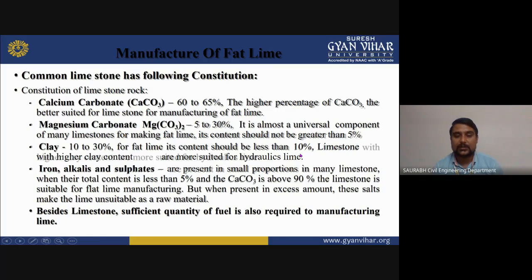When their total content is less than 5% and the CaCO3, calcium carbonate, is above 90%, the limestone is suitable for fat lime manufacturing. But when present in excess amount, these impurities make the lime unstable as a raw material. Besides limestone, sufficient quantity of fuel is also required to manufacture this lime.